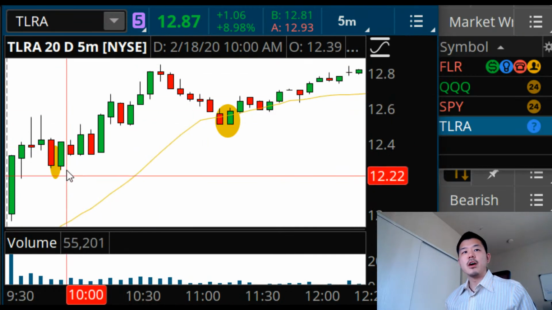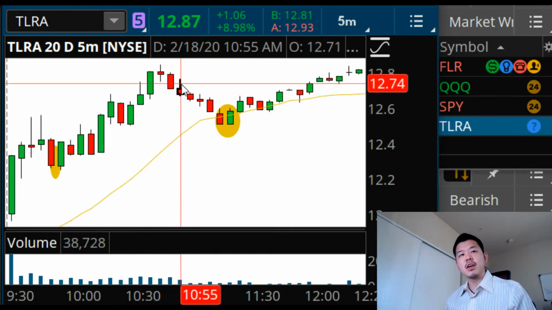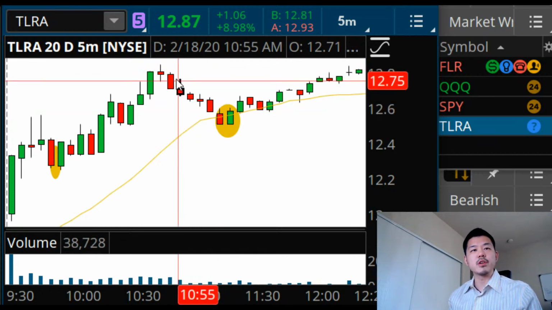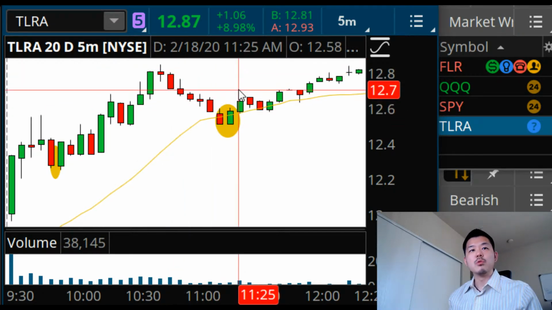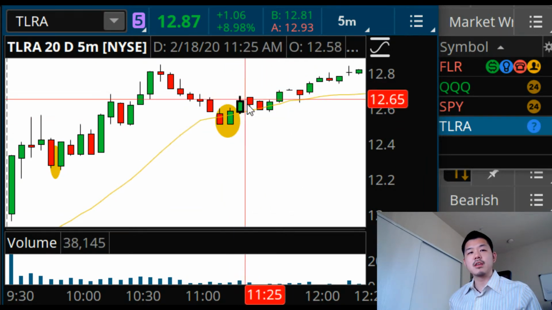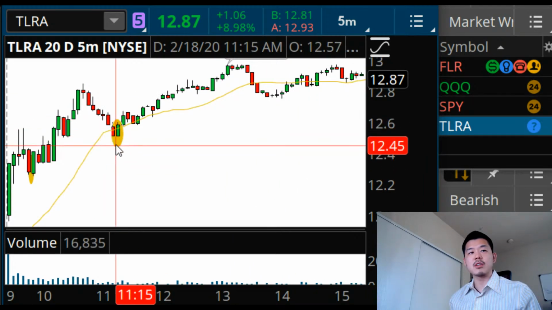So on the 5 minute here, you can see again 3 or more red bars, or another way of looking for this is a series of lower highs. When that series of lower highs breaks, that sets the pivot and then gives us the entry. Okay, so that's the buy setup.